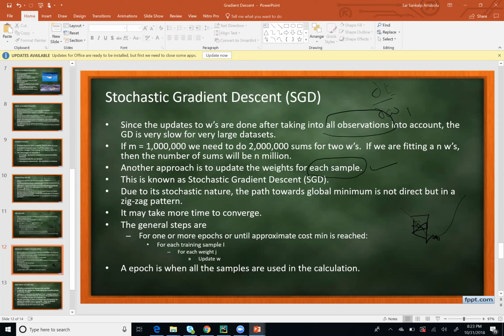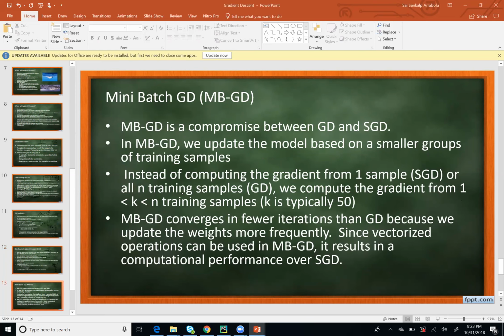So the general steps are, for one or more epochs or until the minimum cost is reached, we will update the weight for each sample. And then we will see, hey, after going in this zigzag manner, is this minimum? No. I go again in this manner. Is this minimum? No. This manner. So we actually go zigzag till we reach the global minimum. So this is stochastic gradient descent.